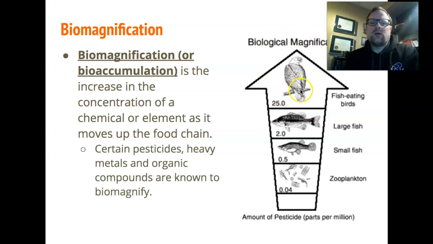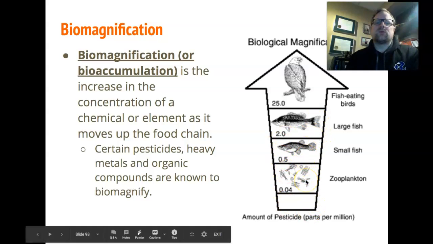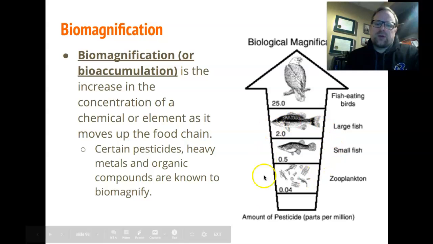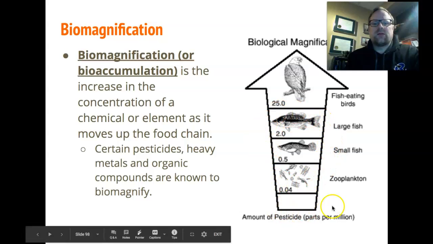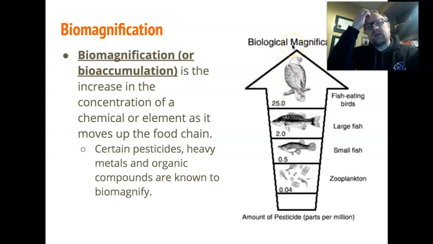And then when an eagle comes along or an osprey and eats one of these large fish, and it's probably going to eat several large fish, then what happens is that eagle gets all of the chemicals that had accumulated in the large fish, which had accumulated in the small fish, which had accumulated in the zooplankton. And usually what happens is there's not much effect on the organisms way down here, but we can see major effects in the organisms way at the top of the food chain.